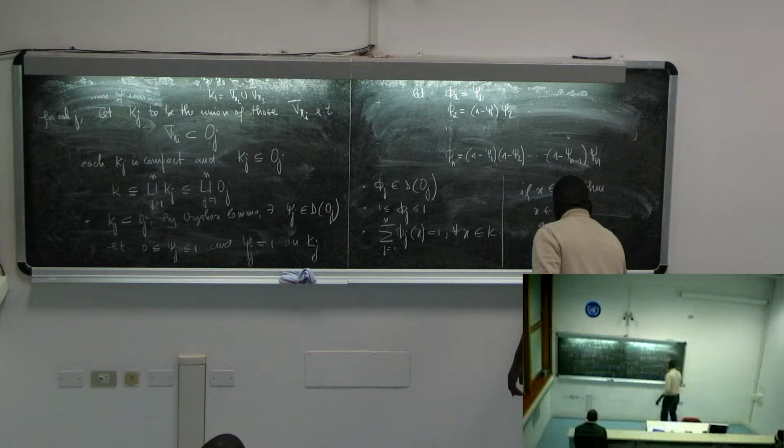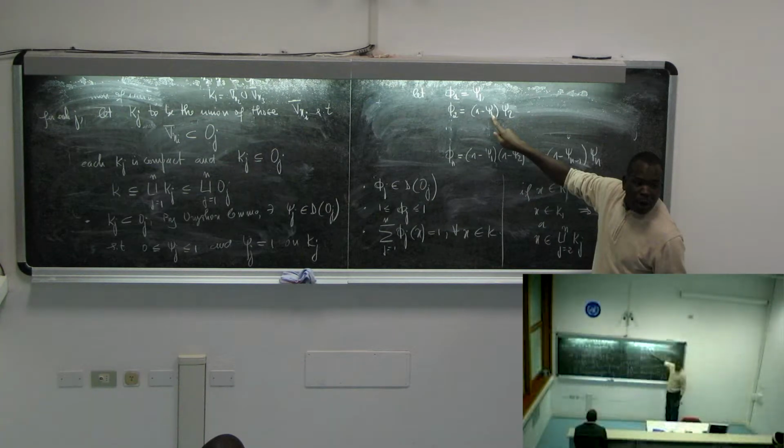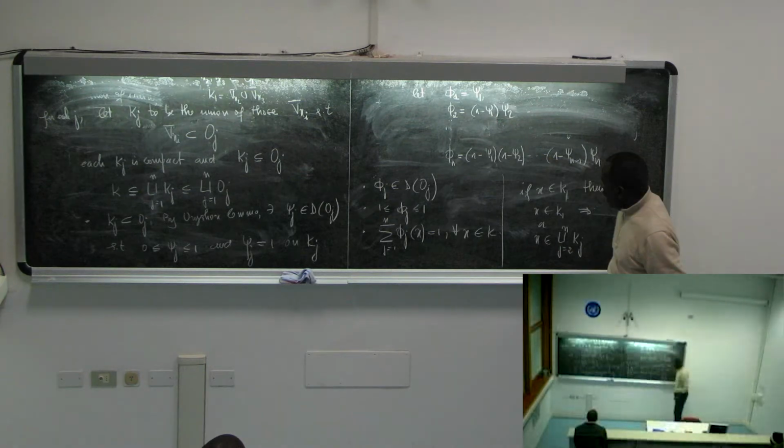If x is in K1, it means that all these functions are 0, because psi 1 is equal to 1 and we have psi 1 in each term. So all these terms are equal to 0, and the summation is just psi 1 of x. But since x is in K1, we know that psi 1 is equal to 1 on K. So we get 1. If x is now in this union, it means x is in some Kj for j bigger than 2.